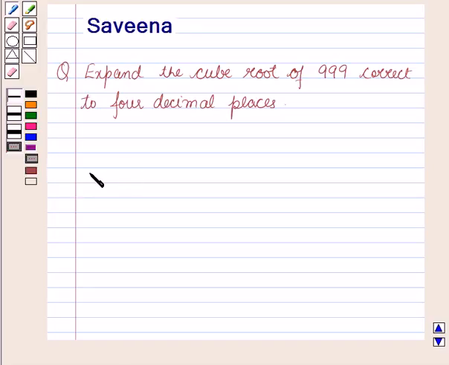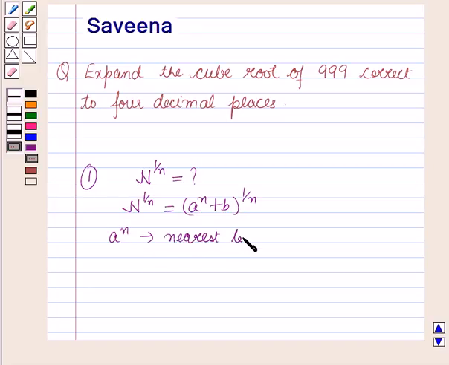First is, if we have to find the nth root of any number capital N, then we can write it as (a^n + b)^(1/n), where a^n is nearest to capital N and b, which is either positive or negative, is very small in comparison to a^n.